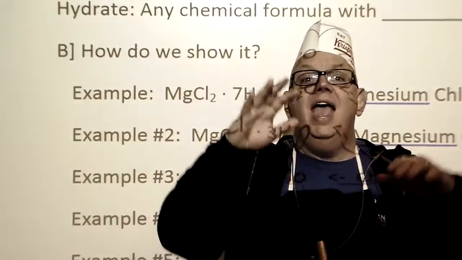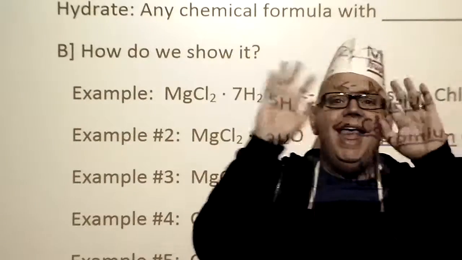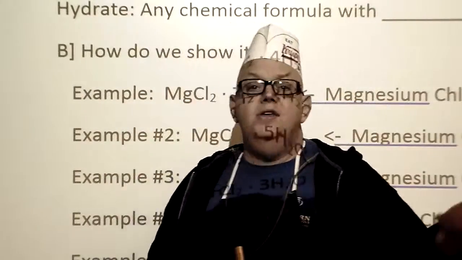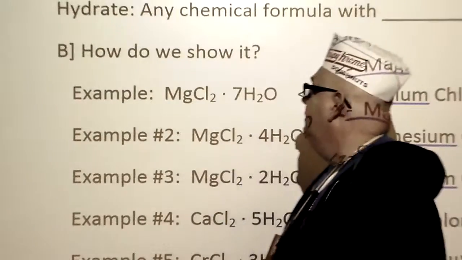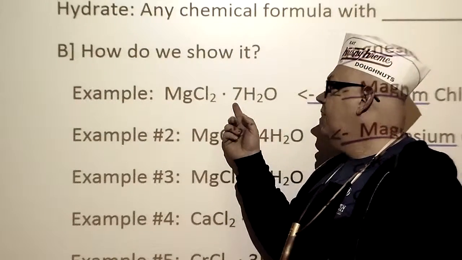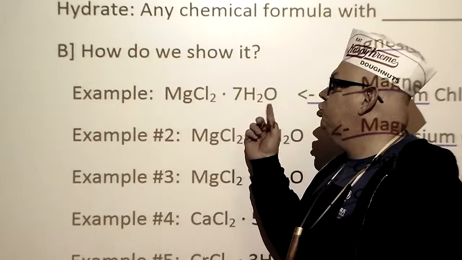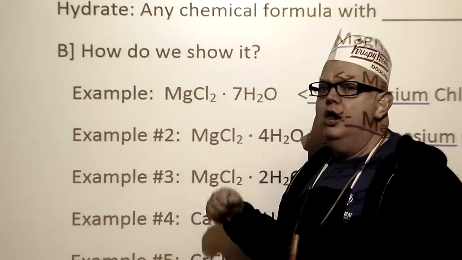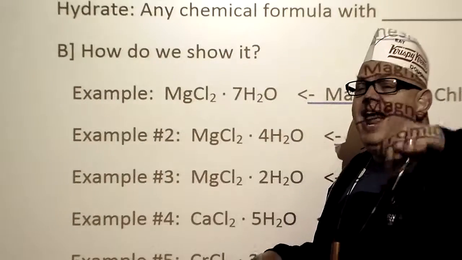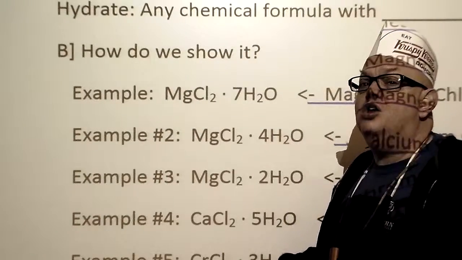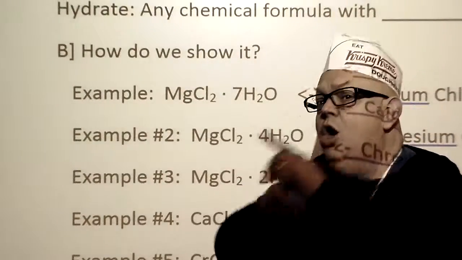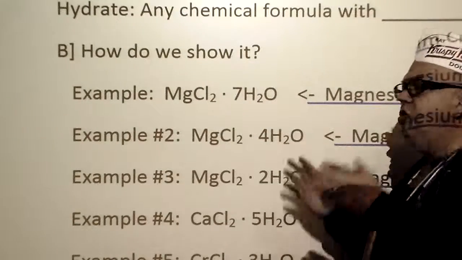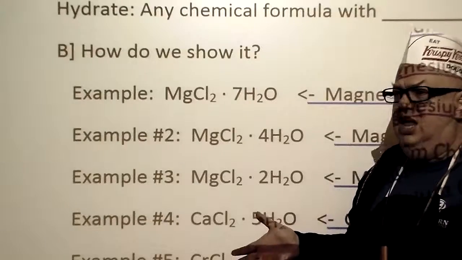It means, hey, we've got water chemically connected to this chemical compound. Now the dot, and then we have 7H2O. So that means we have magnesium chloride with 7 H2O, 7 waters, count them, 7 waters chemically connected to the magnesium chloride.